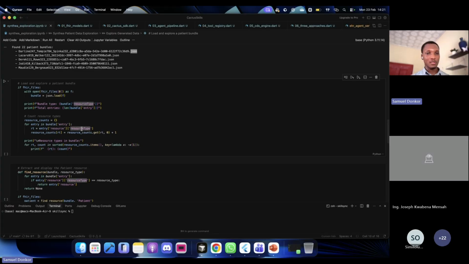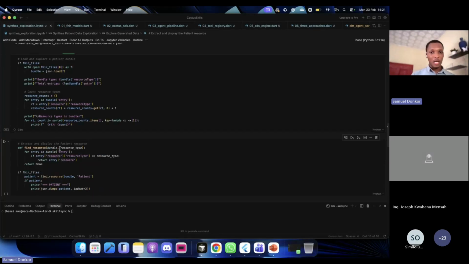So basically the different resources could easily be, for example, the patient resource, which would give us the name because we want to identify the synthetic or simulated patient information provided, right? And also the resource type, which will tell us that this is the patient resource type, right? So let's go ahead and run that.